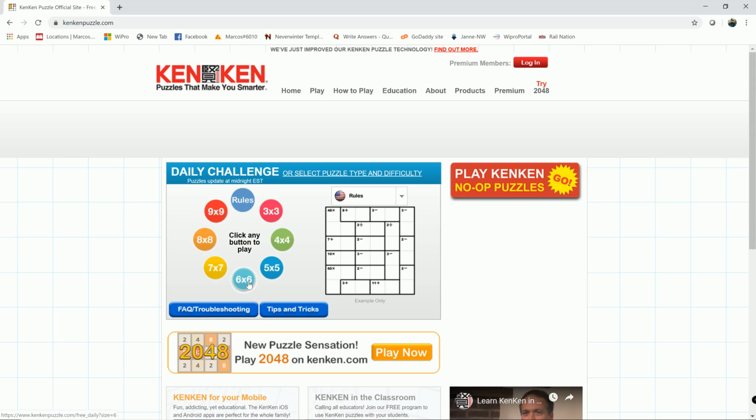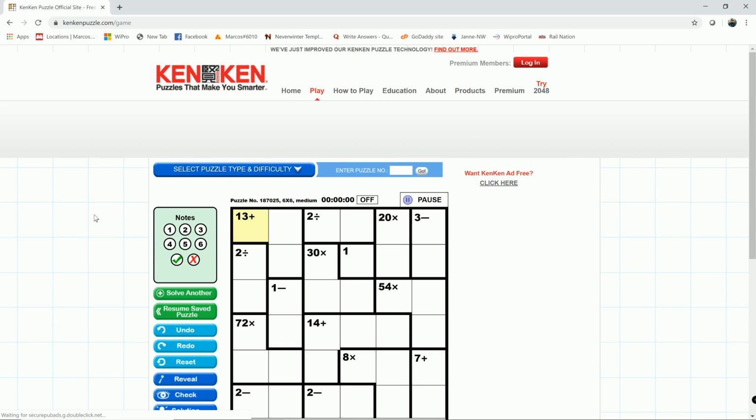I'm going to solve a 6x6 Kenken, medium difficulty level.